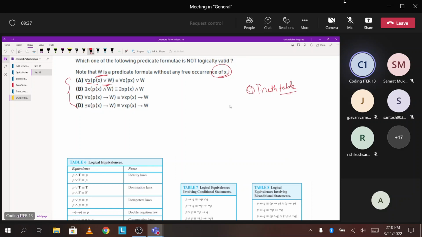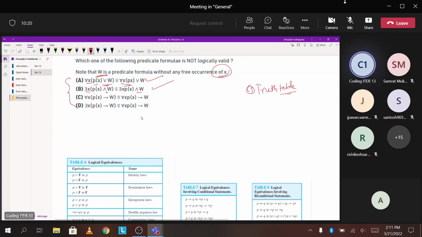So for all x, P(x) or W, equals for all x P(x) or W. That is correct, no issue with it, because W is independent of the occurrence of this x, so we can write it like this. Then the next one: there exists x, P(x) and W, there exists x, P(x), W. That's also correct, no issue, because there exists P(x) and W is the same as this one.